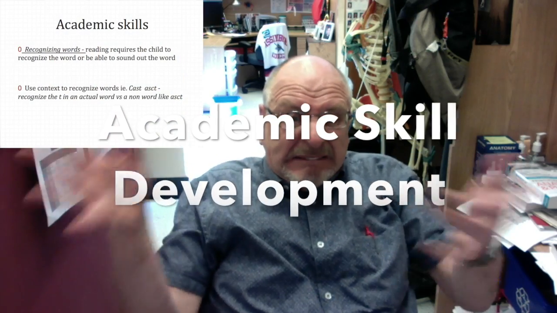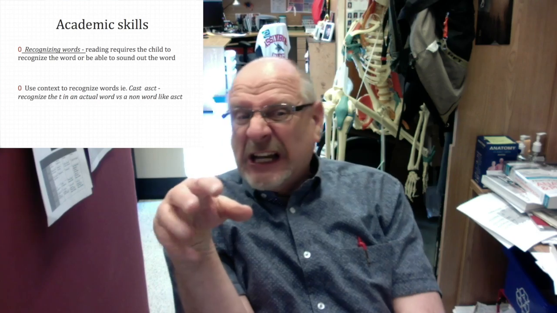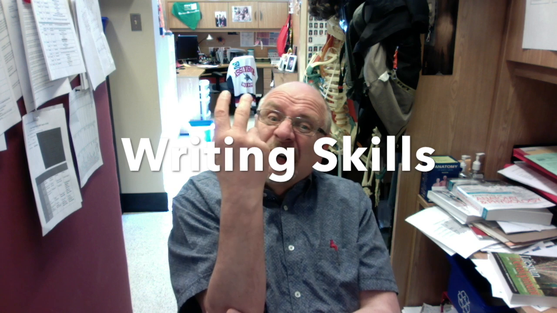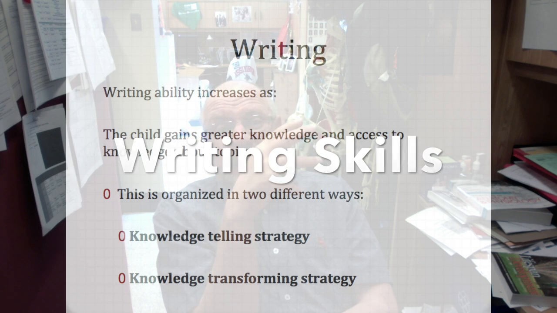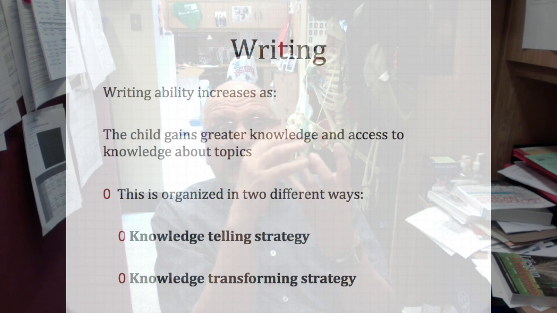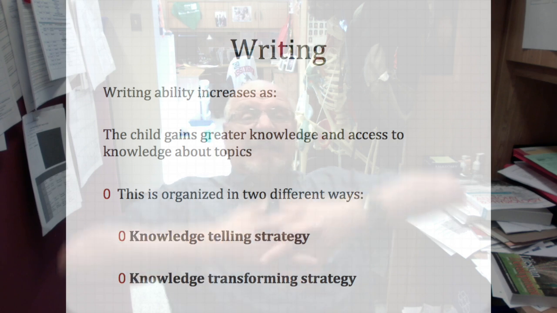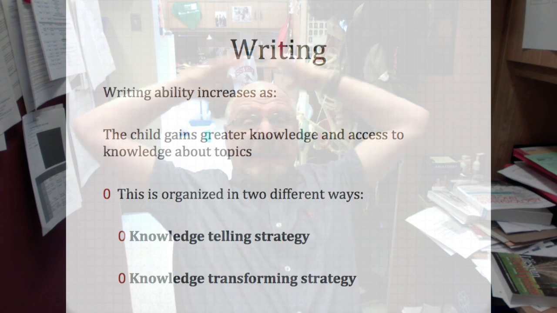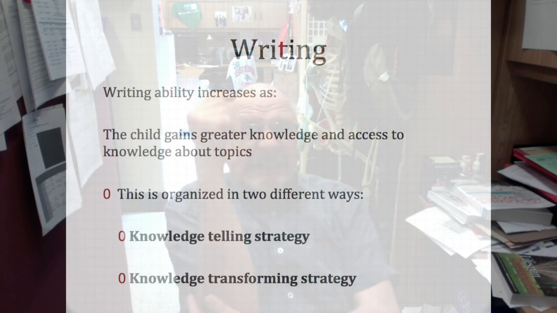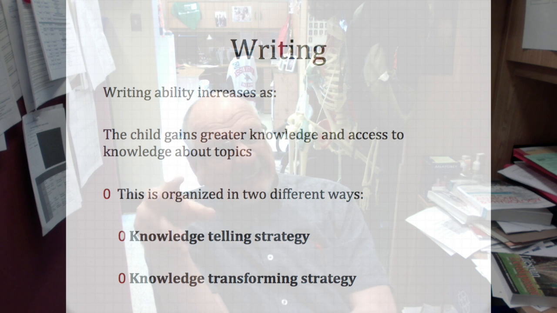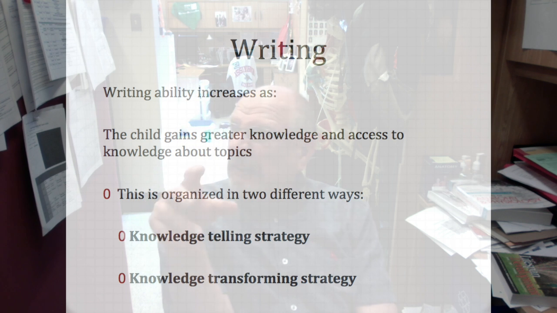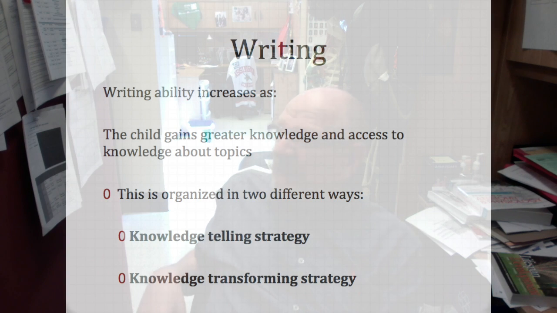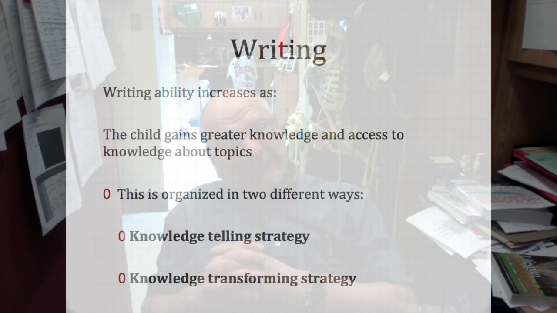Academic skill development was covered as part of the learning process. Recognizing words, for example. It requires this child to read and recognize words and sounds. Look at that area. Same with writing skills. Writing skills involves the child's ability to gain greater knowledge and access to knowledge about topics. What is knowledge telling strategy? What's knowledge transforming strategy?